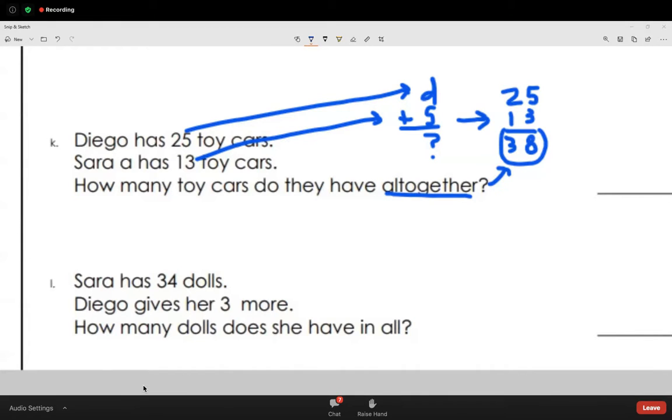Talk out loud. We can hear the answer. So why don't you see if you can tell us if we add or subtract? I can hear. It says in all. 15 plus 25. So it says in all.